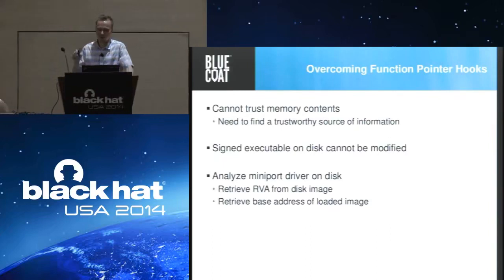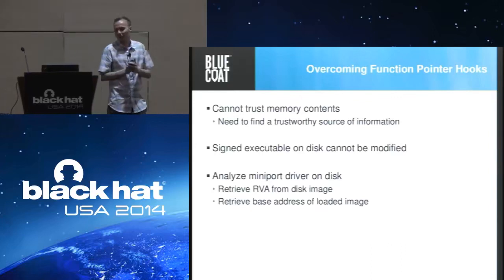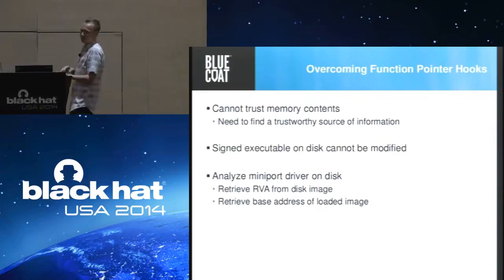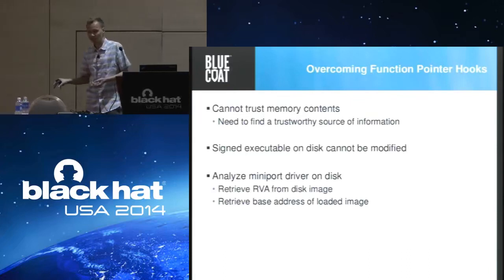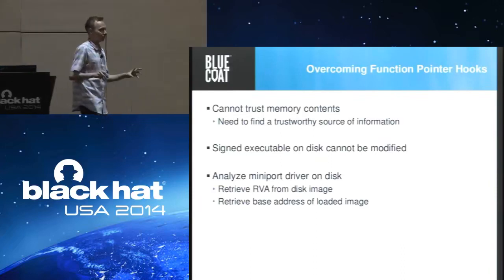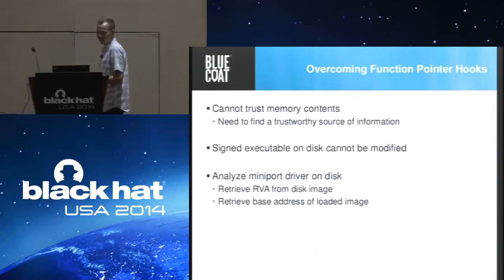And if you think about it, all drivers on 64-bit versions of Windows are actually signed. So if you use a signed miniport driver on disk, we can use that as a trustworthy source of information, right? So our approach is to analyze the miniport driver on disk. And we aim to retrieve the relative virtual address from the disk image. And then we have a look at, okay, where is this loaded in memory? What's the base address where it's loaded in memory? If you combine those two, voila, you have the original function pointer.